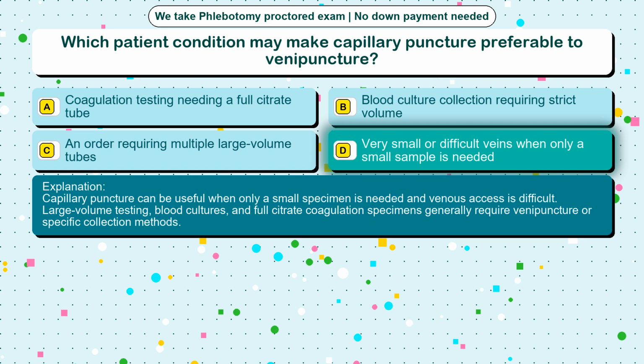Capillary puncture can be useful when only a small specimen is needed and venous access is difficult. Large volume testing, blood cultures, and full citrate coagulation specimens generally require venipuncture or specific collection methods.